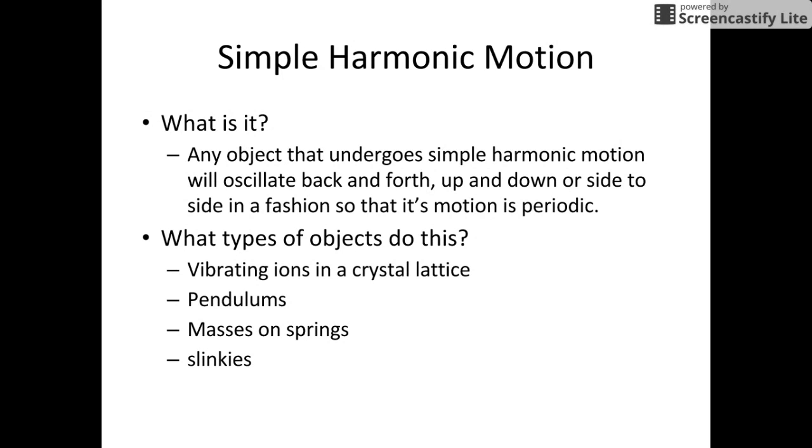All right, so simple harmonic motion, what is it exactly? Well, any object that undergoes simple harmonic motion will oscillate back and forth, up and down, or side to side in a fashion that is periodic. What types of objects could do this? Well, vibrating ions in a crystal lattice.